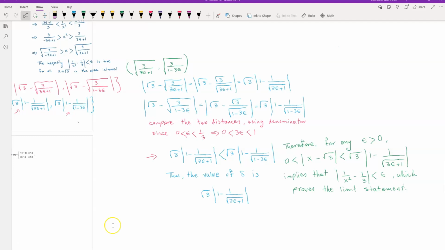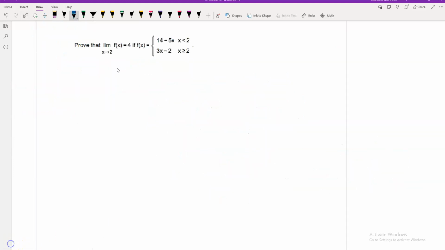Therefore, for any epsilon greater than 0, absolute value of x minus square root of 3 between 0 and square root of 3 times absolute value of 1 minus 1 divided by square root of 3 times epsilon plus 1 implies that absolute value of 1 divided by x squared minus 1 divided by 3 is less than epsilon, which proves the limit statement.